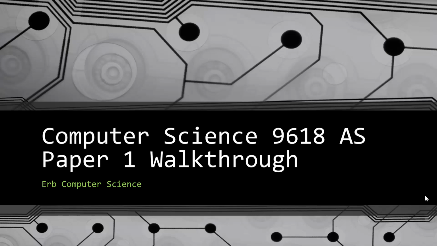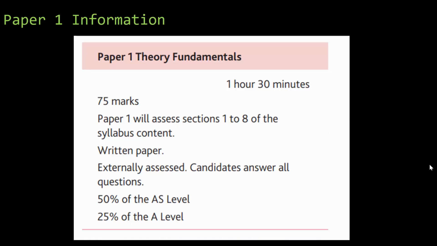In this video, we're going to take a look at a full Paper 1 walkthrough for the Cambridge Computer Science 9618 AS level. When you're taking your AS exams in a year, of course this year coming up right around the corner, there are two papers, Paper 1 and Paper 2. Paper 1, you're going to be given an hour and a half to work on that to earn up to 75 marks towards your total overall score.